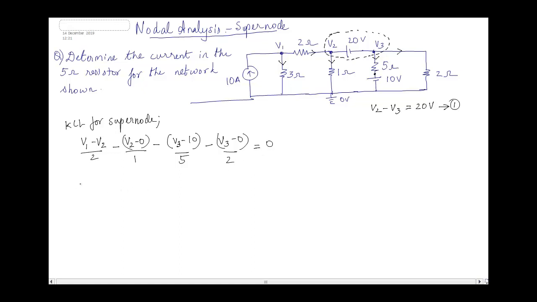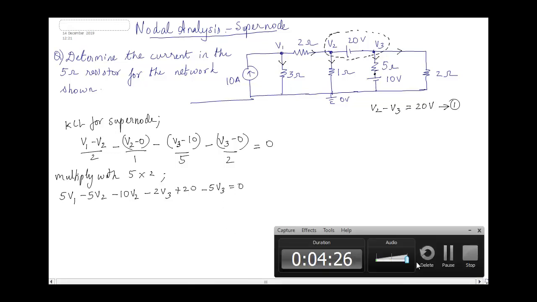Now to take out the denominator values, I will multiply with 5 and 2. So when we are multiplying it with 5 and 2, this one will become 5V1 minus 5V2, minus 5 into 2 is 10, so minus 10V2, minus this one 5 into 2 divided by 5, 5 and 5 will cancel, so minus 2V3 plus 20, minus, so here 2 and 2 will get cancelled, so minus 5V3 is equal to 0, which we will get after rearranging.